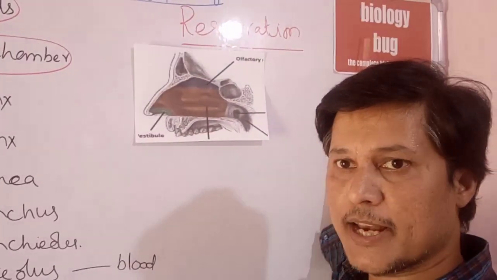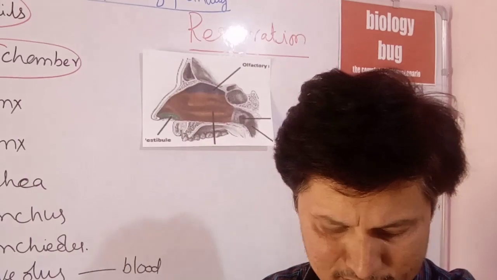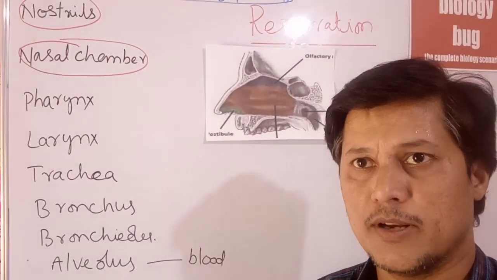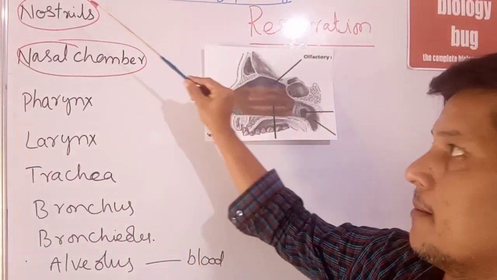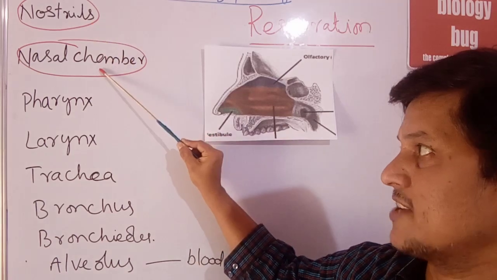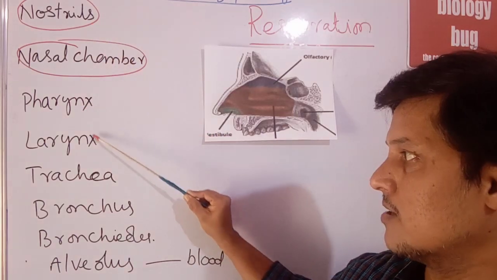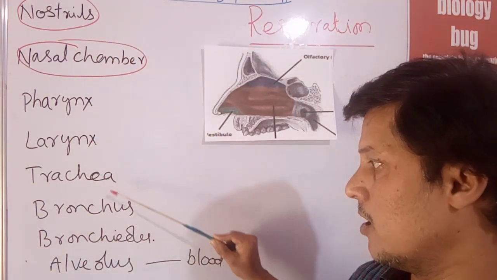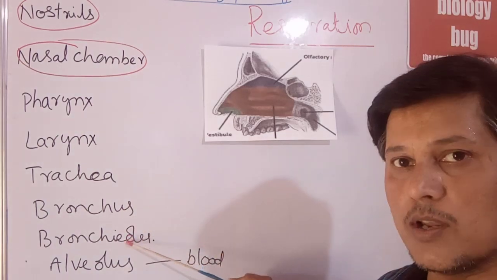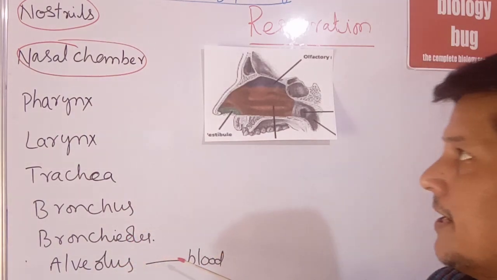Today we learn about the human respiratory system. The human respiratory system starts from the nostrils, nasal chamber, pharynx, larynx, trachea, bronchus, bronchiolus, alveolus, and blood.